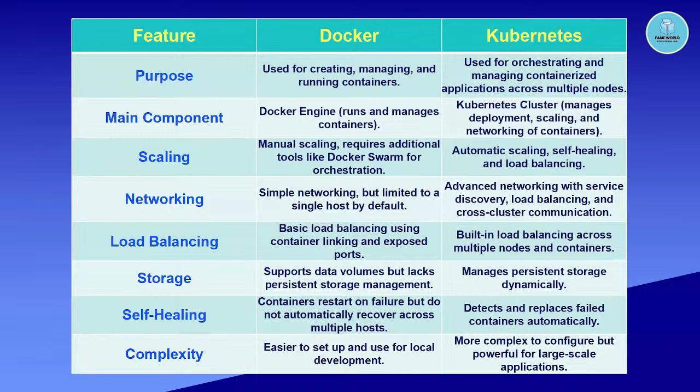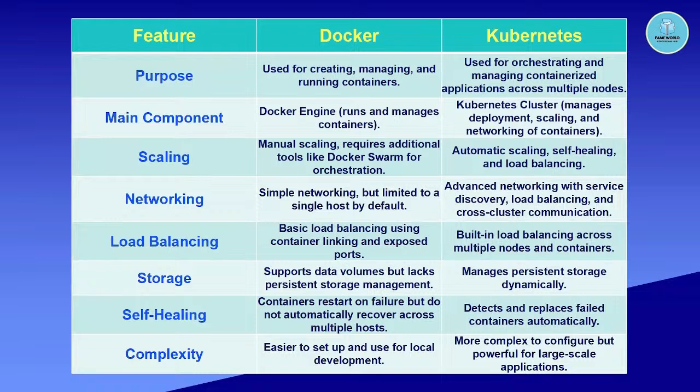Then the load balancing: in Docker, it is basic load balancing using container linking and exposed ports. Whereas Kubernetes has built-in load balancing across multiple nodes and containers. Simply, in Kubernetes you are able to network more than one node of containers. Nodes and containers are linked together in a huge network, which is managed by Kubernetes technology, you can say. Whereas Docker has single containers. Containerization is there, but huge networking is not.